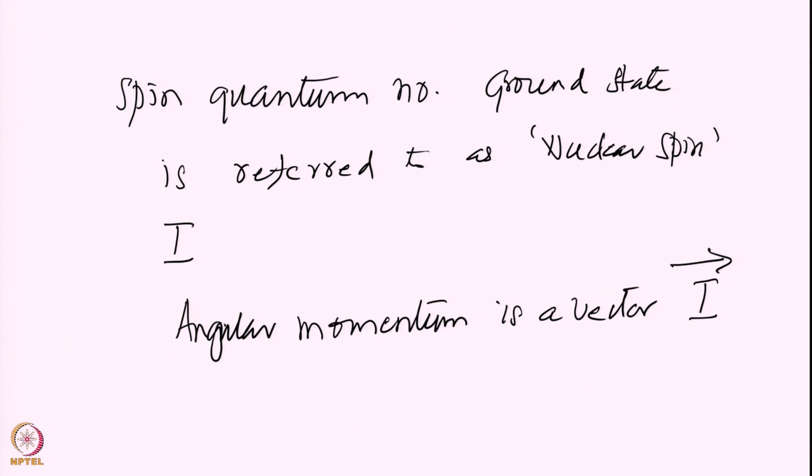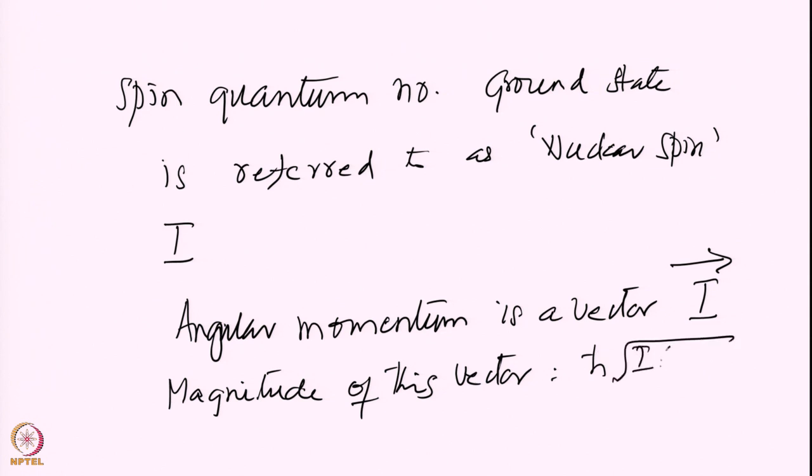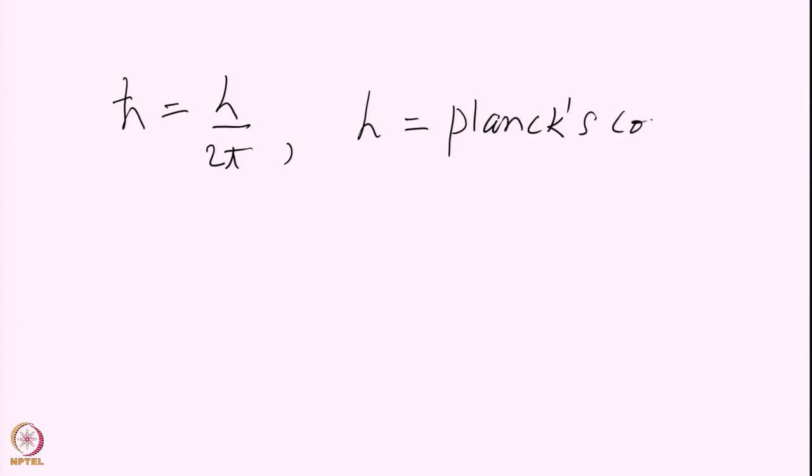Okay. Now, what is the magnitude of this vector? The magnitude of this vector is h cross under root I into I plus 1. I is a number here, and what is h cross? h cross is equal to h by 2 pi, and h is the Planck's constant. Okay. Now, once we said it is a vector, it has an orientation. So, the angular momentum has an orientation.